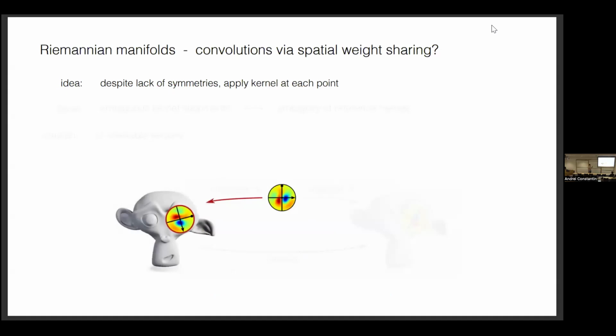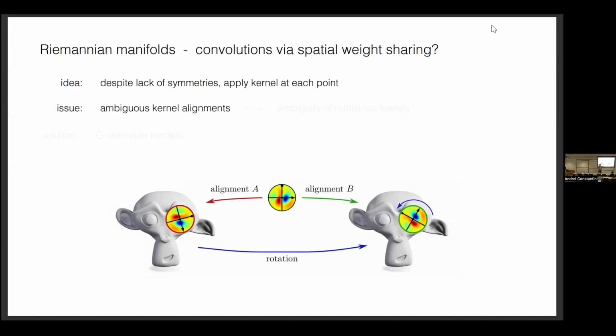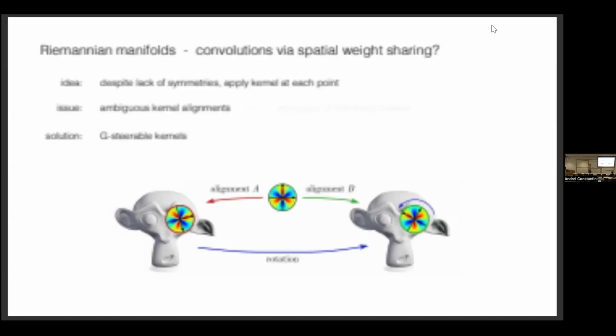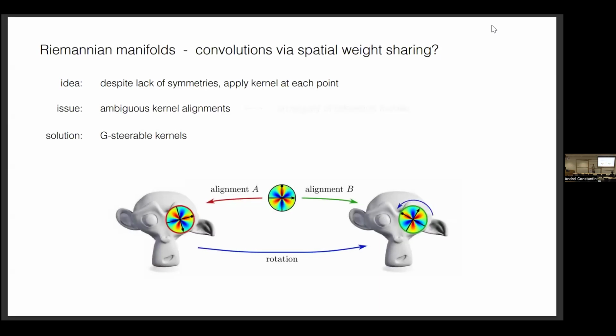But yeah, I will just end with this intuitive notion of how we solve that. So you can think differently about convolutions as basically taking a kernel and applying it at every point of space. So we can try to do that now on Riemannian manifolds. But the issue is that if you have a convolution kernel and you want to place it somewhere, you don't know how to, for instance, rotate the kernel. Right? So you have this ambiguity of kernel rotation. And intuitively, that's again solved by using G-steerable kernels.